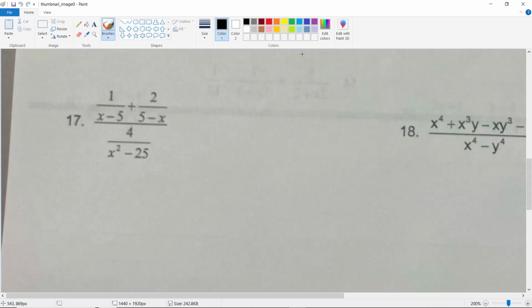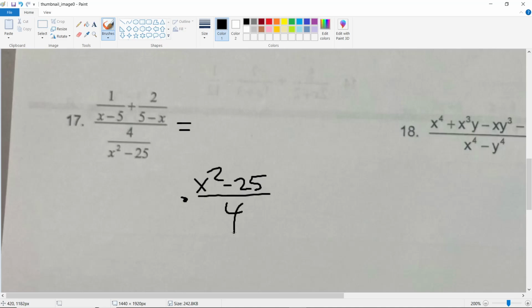Rational functions or rational expressions to simplify. Number 17 is first. When I divide by a fraction, it's actually multiplying by the inverse of the fraction. So this is times, and I'm going to write this x squared minus 25 over 4.